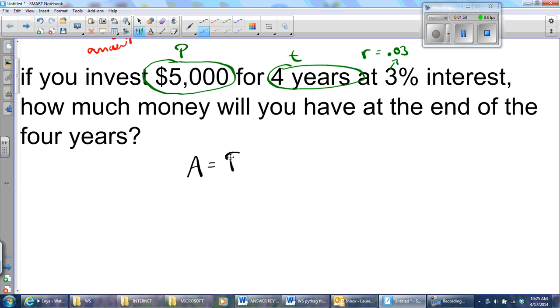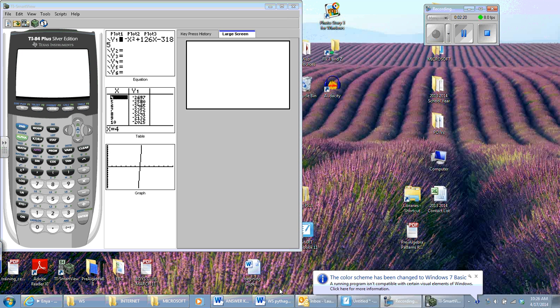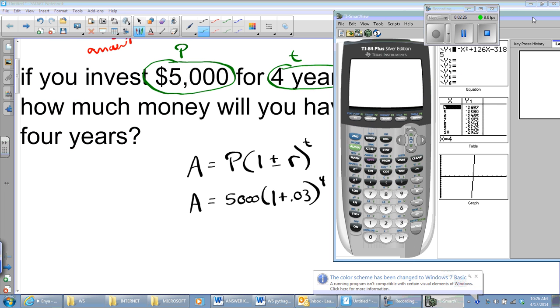All we do is take our equation and substitute the values in. A equals P times 1 plus or minus R as a quantity to the power of T. Now, I want to know how much money I have in 4 years. That's my ending amount. That's A. Okay, the principal is $5,000. The money is growing, so I'm going to do 1 plus 0.03, and I want to do it for 4 years. Okay, let me get my graphing calculator up. Okay, my graphing calculator is up and running. Let me bring it over here, and let me see if I can get it to where I can type in. So I'm going to go 5,000.